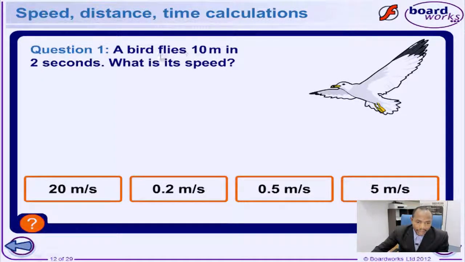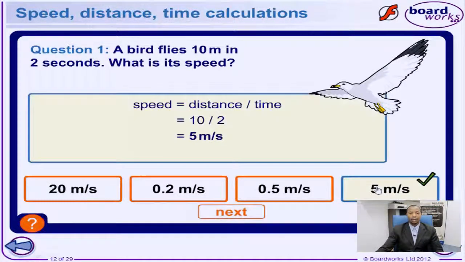We said speed is distance divided by time. Speed is distance traveled divided by time taken. The distance traveled in this case is 10 meters, and the time taken is 2 seconds. So speed will be 10 divided by 2, which is 5 meters per second. Yes, that's right. Now we move to the next question.